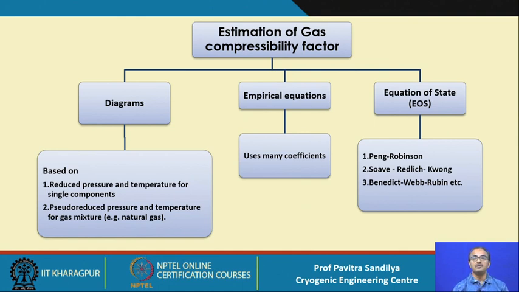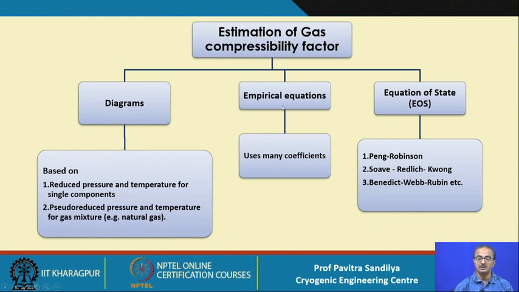Here we have several types of methods which are used to estimate the compressibility factor. They may be given in terms of some diagrams, and these diagrams are generally represented in terms of reduced pressure and reduced temperature for single components or pure components, whereas with respect to pseudo reduced pressure and pseudo reduced temperature for gas mixtures like natural gas.